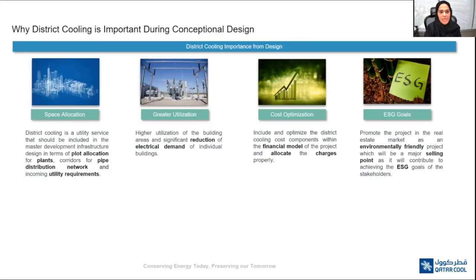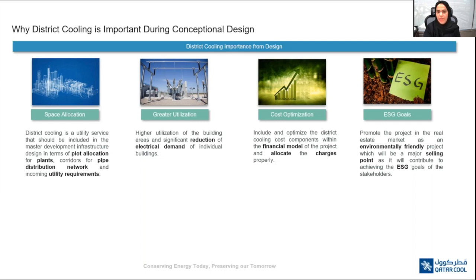Why is district cooling important during conceptual design? Well, because of many reasons. One of the reasons is the space allocation. It is very important that a plot gets allocated for the plant and for the pipe distribution network, and also other utility requirements. Another reason could be greater utilization and a reduction of electrical demand.